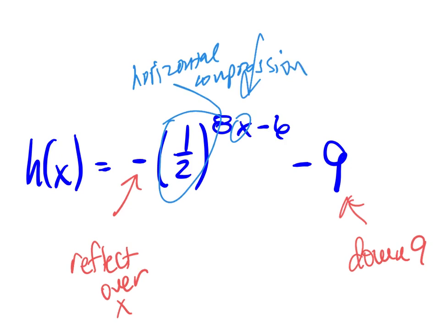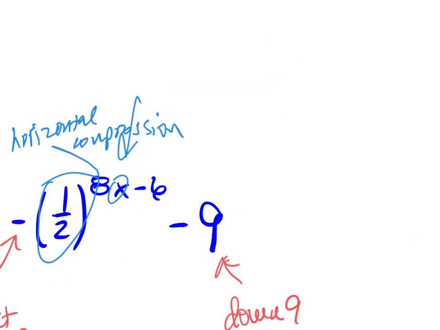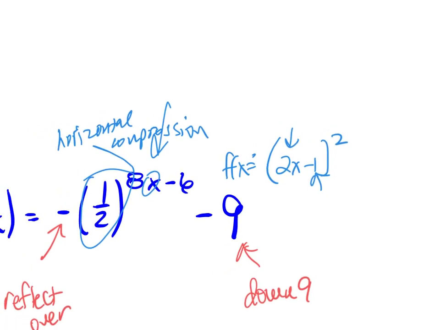Remember this. Look, if we had this, f of x equals 2x minus 1 squared. What does this minus 1 inside the parenthesis mean? Right one. What does the 2 in front of the x mean? A horizontal what? It's the opposite of what you think. So it's the exact same thing here. Exact same thing. We've done that before. It just happened to be in an exponent.